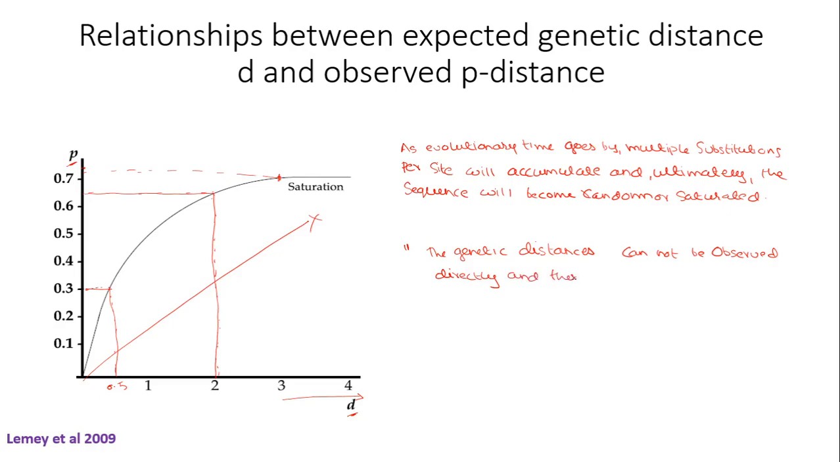and therefore statistical techniques are necessary to infer this quantity. This quantity, what quantity? We call it genetic distance. To infer this quantity from the sequence data.